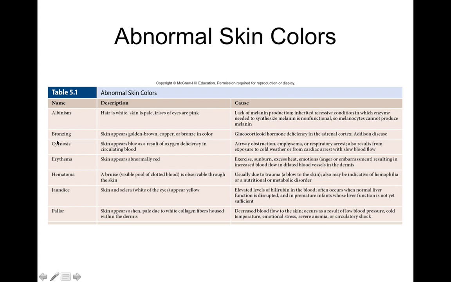Bronzing, you guys, is where the skin appears kind of a golden brown or copper color. This can come from glucocorticoid hormone deficiency. We call this Addison's disease. So if you don't make enough of this hormone, it can cause your skin, especially the skin of your face, to look more bronze. Okay, that's one of the signs of Addison's disease.